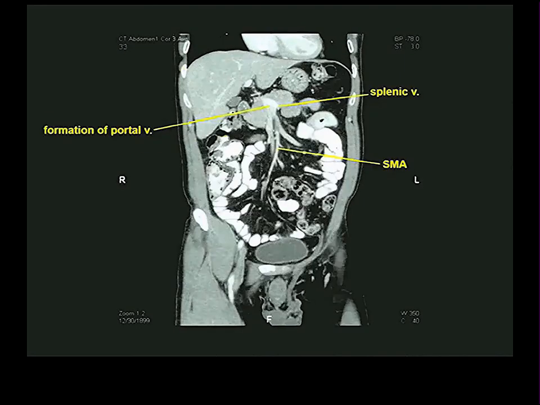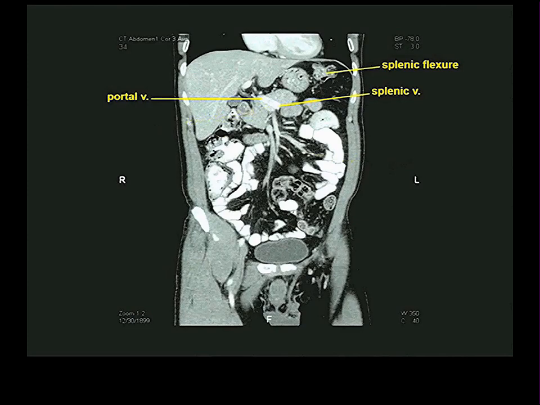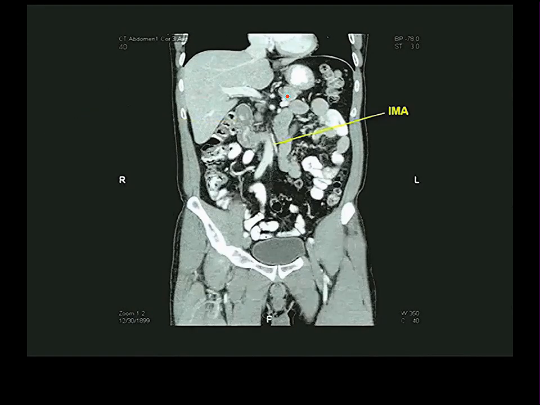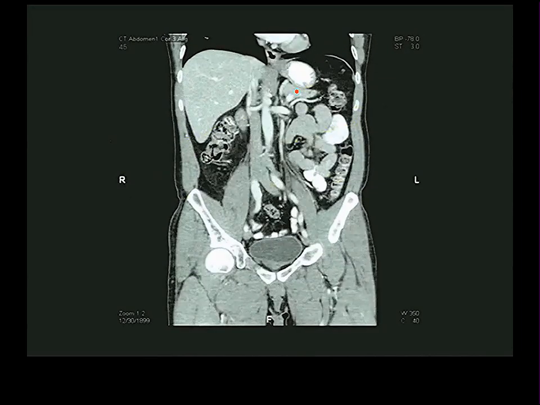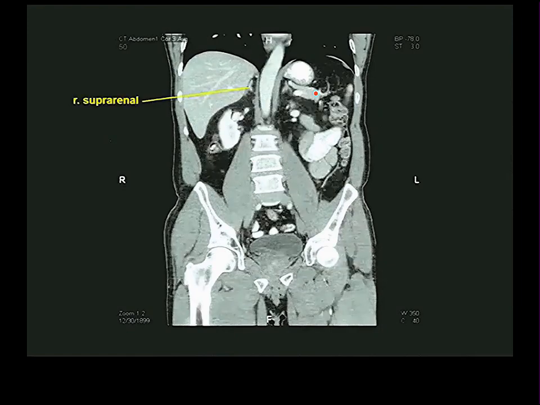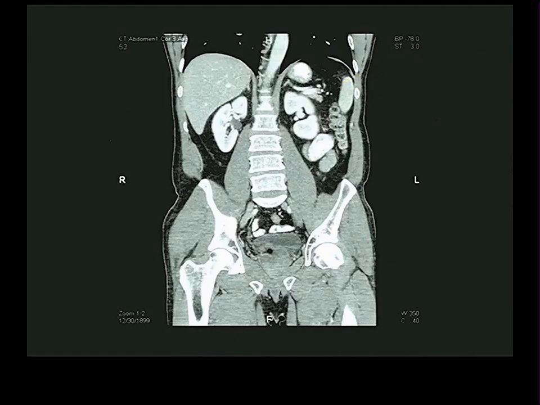Now we start to see the part of the body here. And just follow this. This is all pancreas where the red dot is. We're heading posteriorly. Now we're getting to the region of the tail of the pancreas, way out here to the left. And then the spleen comes in.